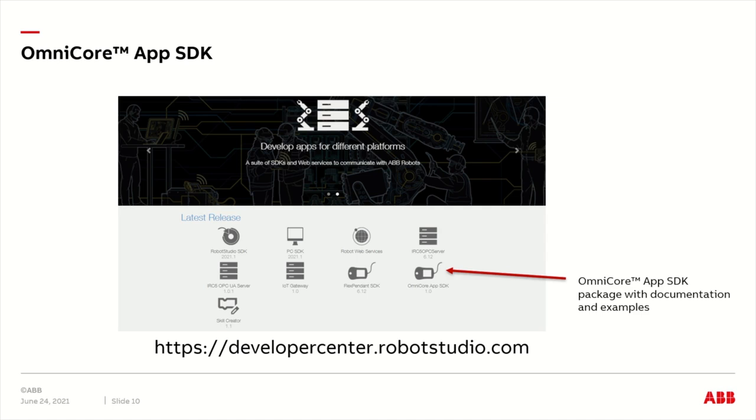A copy of the OmniCore App SDK can be found on the Robot Studio Developer Center website. The package includes the libraries in the form of JavaScript and CSS files, and also a full documentation and a couple of examples. I hope this has been valuable for you.